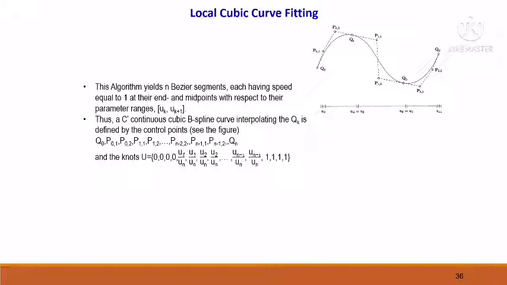This algorithm yields n Bezier segments, each having speed equal to 1 at their end and midpoints with respect to their parameter ranges from uk to uk plus 1. Thus, a C1 continuous cubic B-spline curve interpolating the qk is defined by the control points Q0, P01, P02, and so on till Pn-1 to Qn, and the knots are shown in the set U. We can see all of this and understand it by looking at the figure shown in the slide.